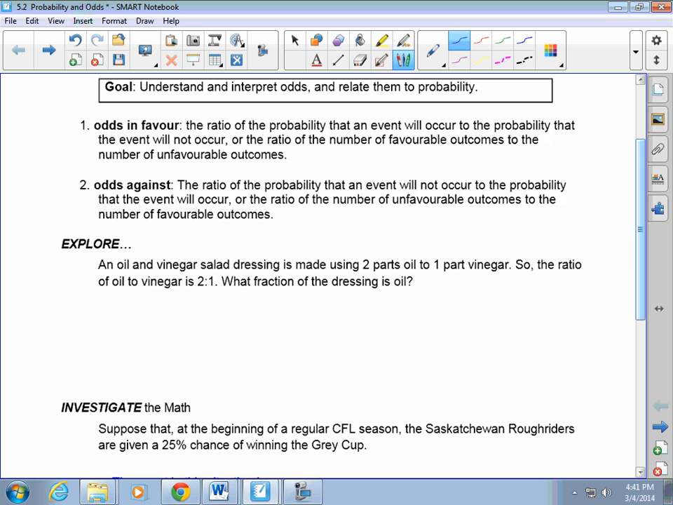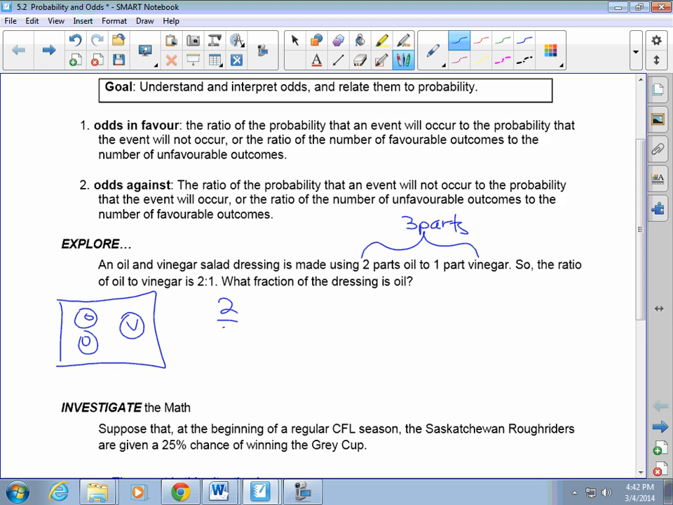An oil and vinegar salad dressing is made using 2 parts of oil to 1 part vinegar. So the ratio of oil to vinegar is 2 to 1. What fraction of the dressing is oil? If it's being mixed in a bowl, you have 2 parts oil and 1 part vinegar. So altogether there are 3 parts that make up your salad dressing. If oil is 2 parts of this, then 2/3 of the dressing is oil. So 1/3 would be vinegar.